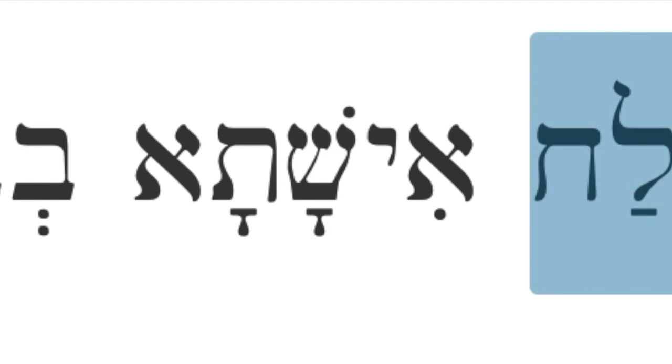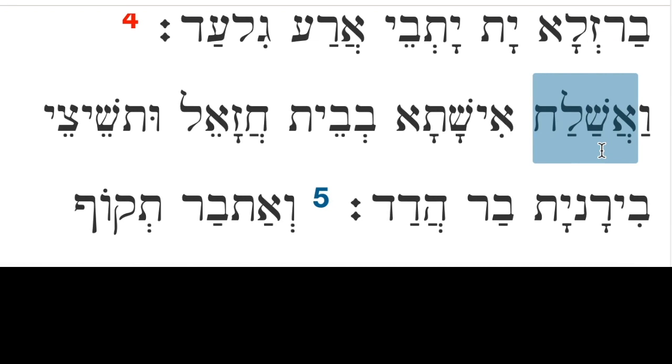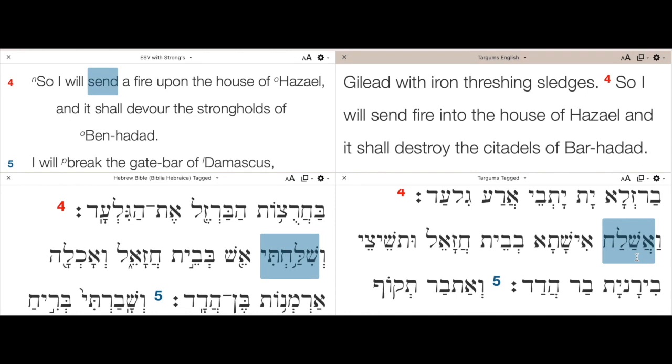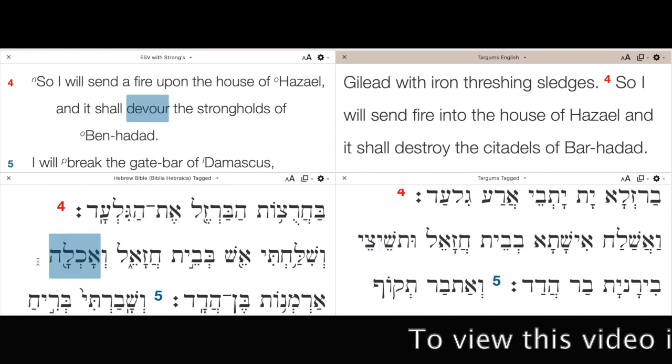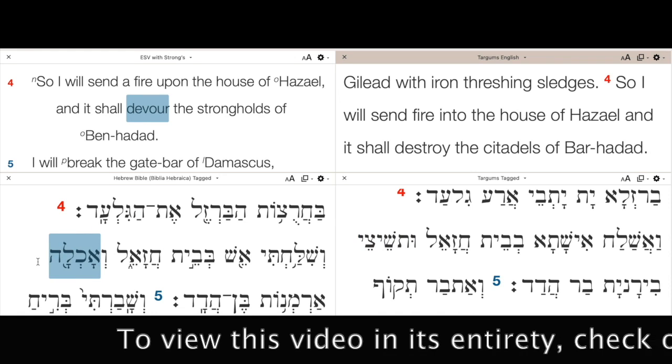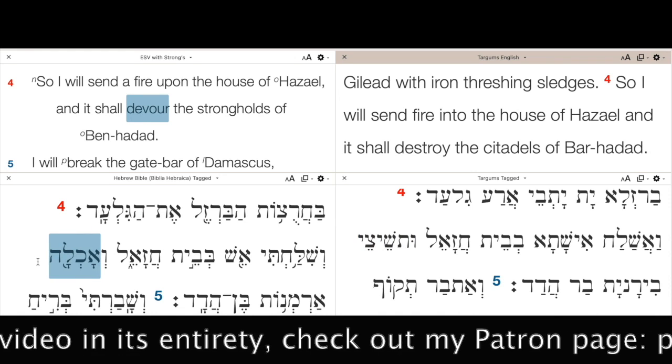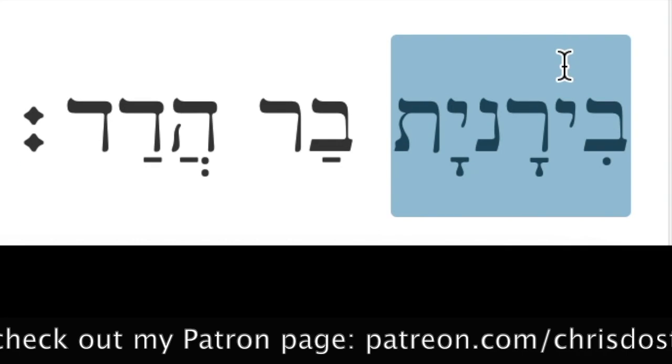Ishata is the word for fire. It is a feminine singular determined form. So I will send fire, bevet Chazael, which is exactly what we have in the Hebrew. The Aramaic is identical here. Utshetze. This is a quadriliteral verb, which means the same thing as ve'achla, and it will destroy. Again, notice that this is a prefix conjugation, unlike the Hebrew, which is a suffix conjugation because of the vav consecutive. And it will consume biranyat, the citadel.